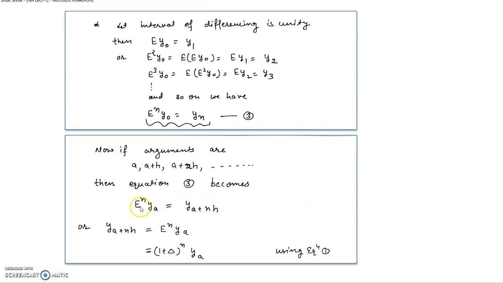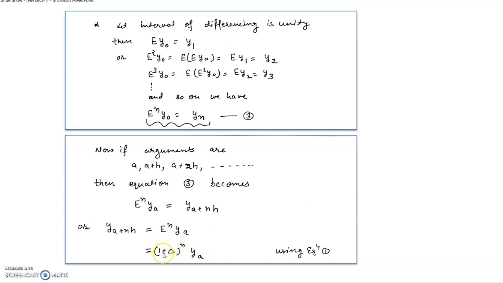So here also, if power is n, then you have to step by n. In place of a, we'll get a plus nh. Or you can say y_a plus nh is equal to E raised to power n y_a. Now, in the last slide, we studied the relation between E and delta. E is equal to 1 plus delta. So here we have y_a plus nh is equal to (1 plus delta) raised to power n y_a.